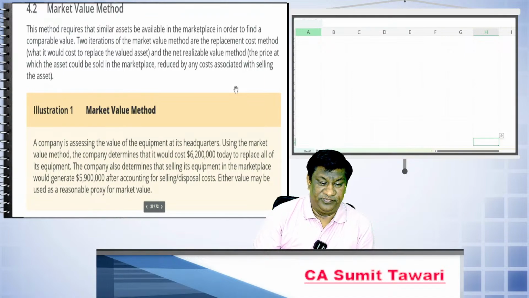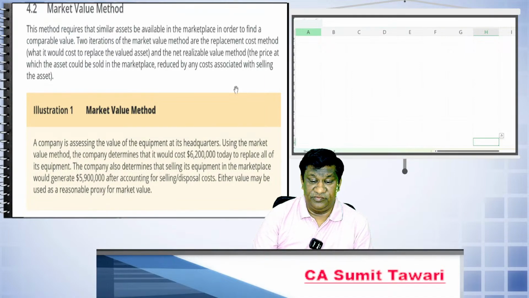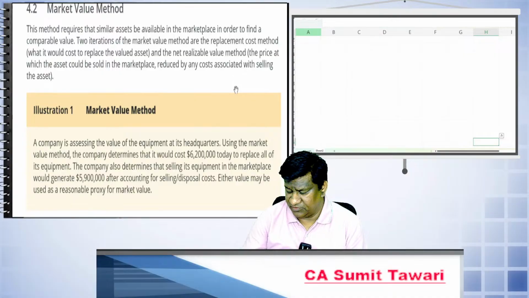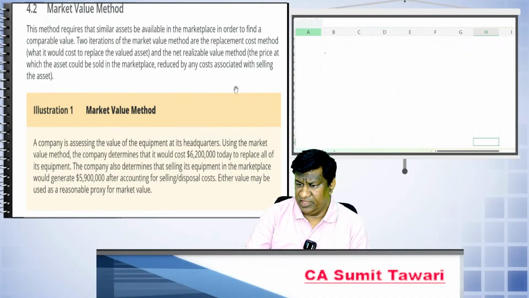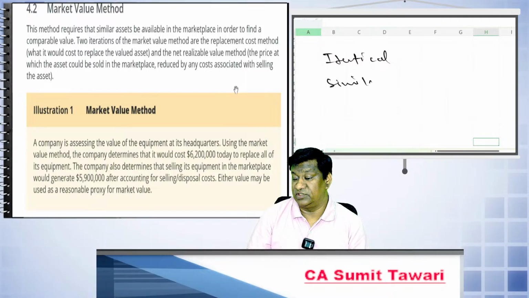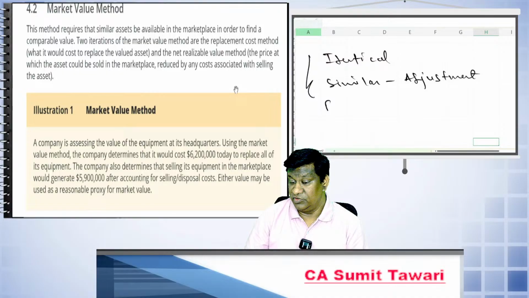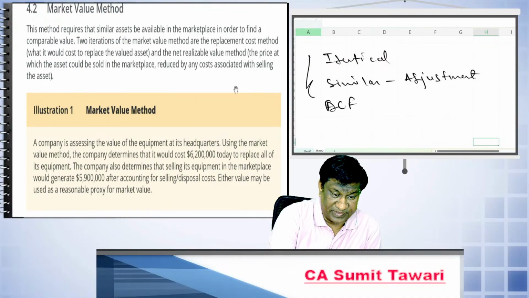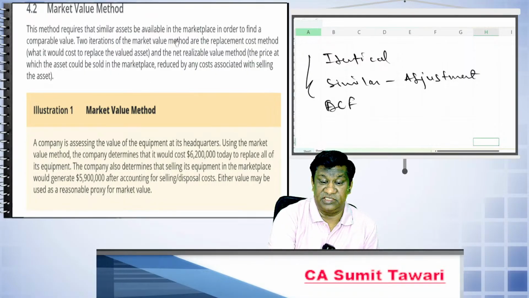Okay, market value. So how are we going to calculate market value generally? If we know the value of the identical asset, then we can use this. If we know the value of a similar asset, then with certain adjustments we can accept it. And the third one is, if we don't have this, then on the basis of the discounted cash flow method, this way we calculate the market value. This method requires that a similar asset be available in the marketplace in order to find the comparable value.